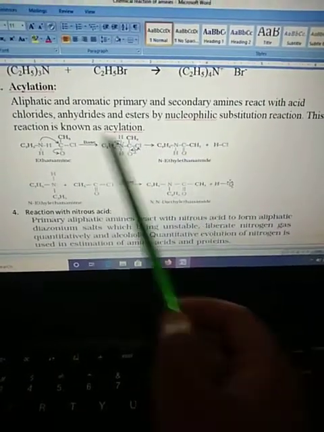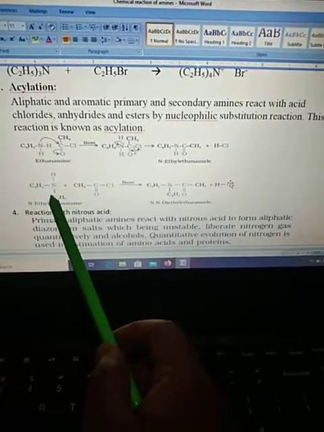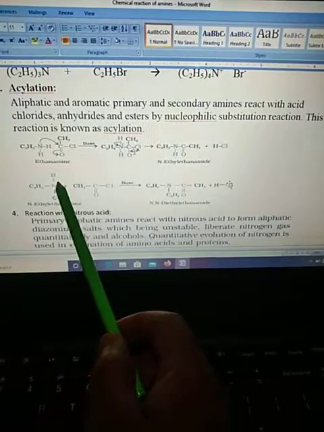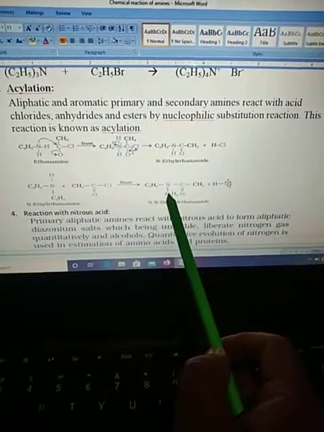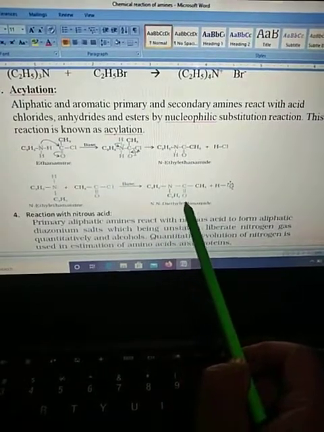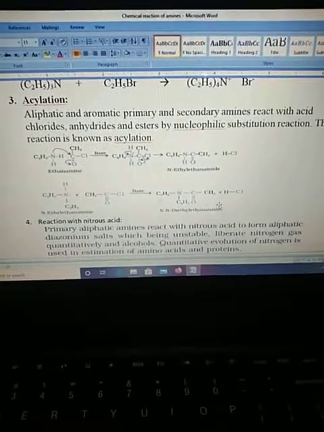Similarly, this is with the primary amine, it will give this one. If you take a secondary one, here also we have one hydrogen atom which can be replaced with this chlorine atom, and it can form N,N-diethyl ethanamide. So this is the acylation reaction.